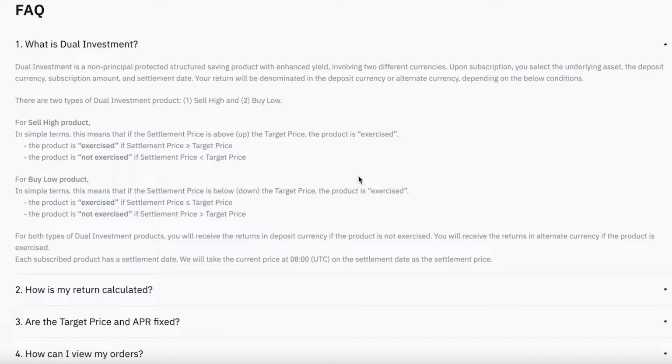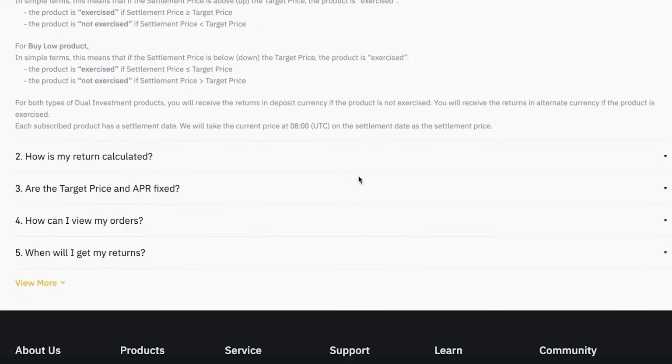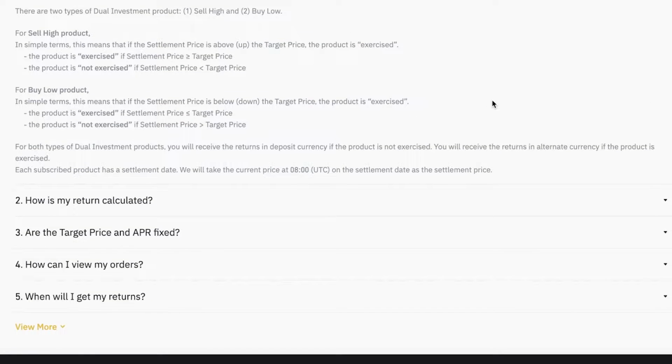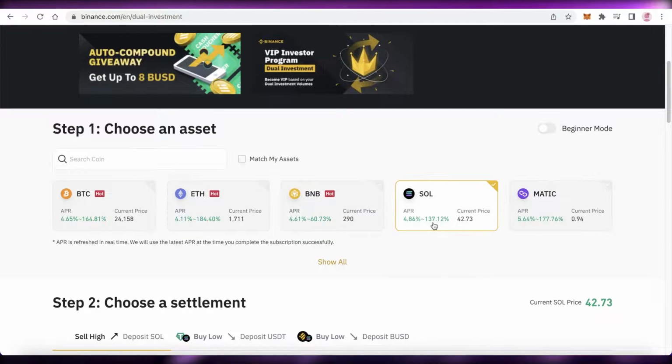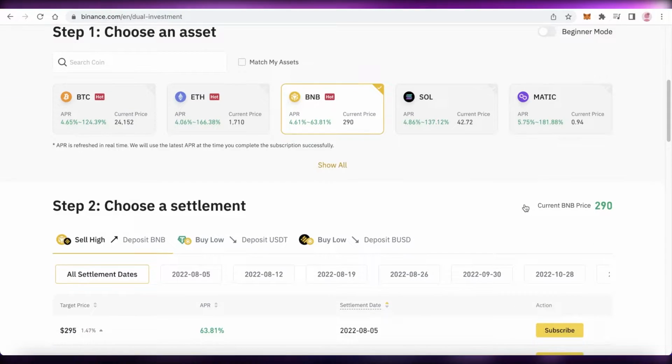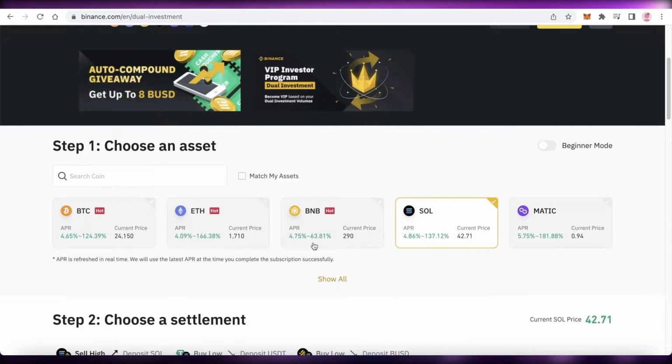For both types of these investments, you would receive the deposit currency if the product is not exercised, and you will get returns in the alternate currency if the product is exercised. Now you can see there are multiple different coins available, and they have yields from 4.65 up to 124%. So how do they enable you to get this much yield from this simple type of trade?